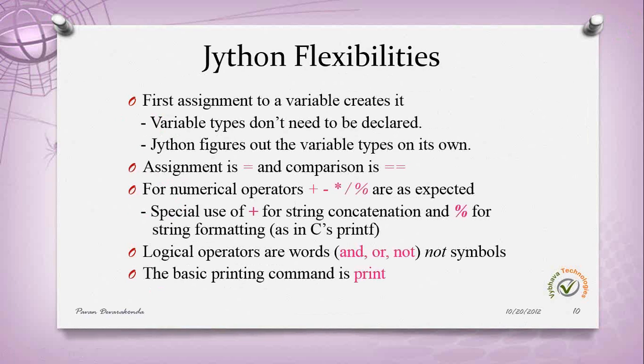Then coming to the flexibility. When you assign variables, that creates the variables, whatever variables you are going to use. The declaration of a variable is very simple. Jython figures out what kind of data type it is. You don't need to specify that. Like in Java or C, you have to say int a is equal to 10, where int specifies the integer type, but here in Jython, you just say a is equal to 10. It will automatically create integer type data.